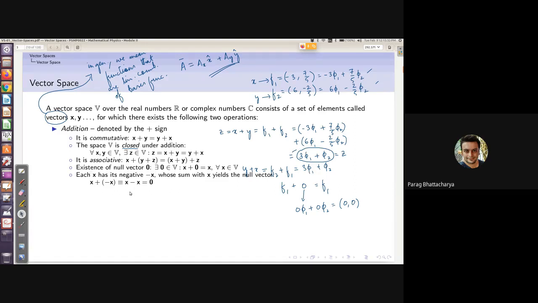Then, apart from the null vector, there is another vector called the negative vector. Every vector will have a negative, such that if you add its negative to that vector, you get the null vector, which was defined earlier. So I have a vector x, to that vector I add its negative, and this gives us the null vector. In this example, let's say f1 is equal to minus 3, 5, 1. Let me write it in component form.